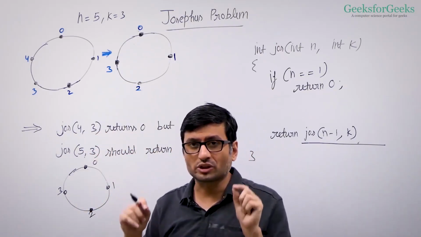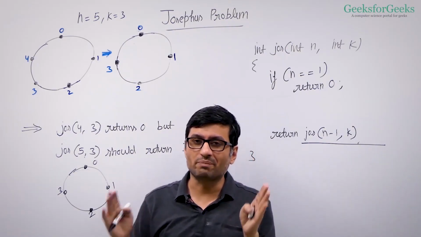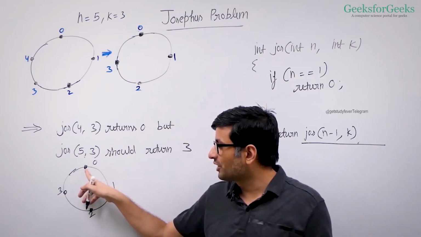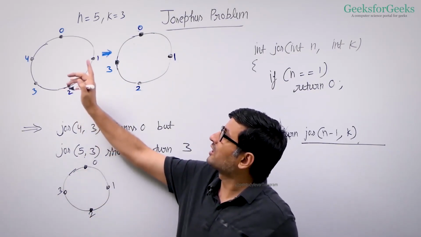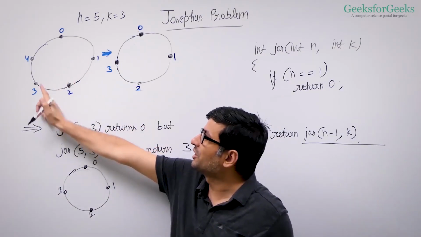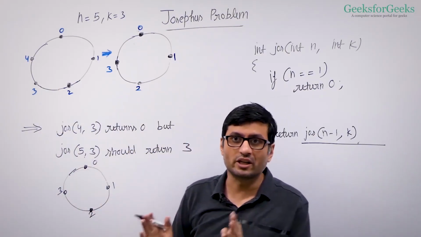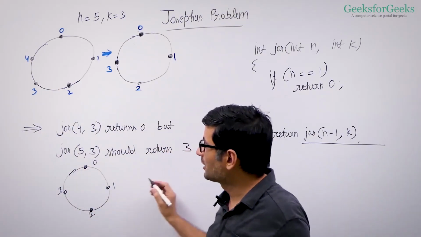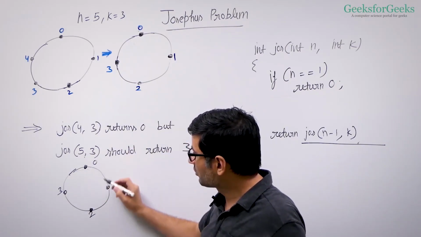So when I say Josephus 4, 3, it means I am going to make an independent call, and this 4, 3 is going to consider the circle as this, right? Not as the circle after killing the third person, not the circle of 0, 1, 3, 4, but a circle of 0, 1, 2, 3, because it's an independent call.